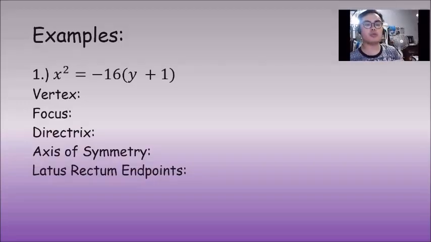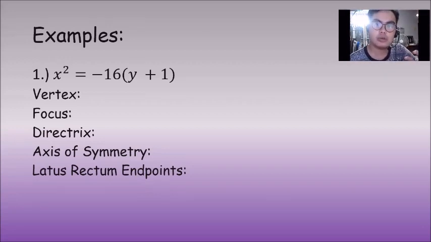Okay, so now we're going to perform examples of different parabolas. The first step is to identify if the parabola is horizontal or vertical. To identify this, we need to know if there's x squared or y squared. If we have only x squared, then the parabola is vertical. If we have y squared, then our parabola is horizontal. So since we have x squared, it is vertical.